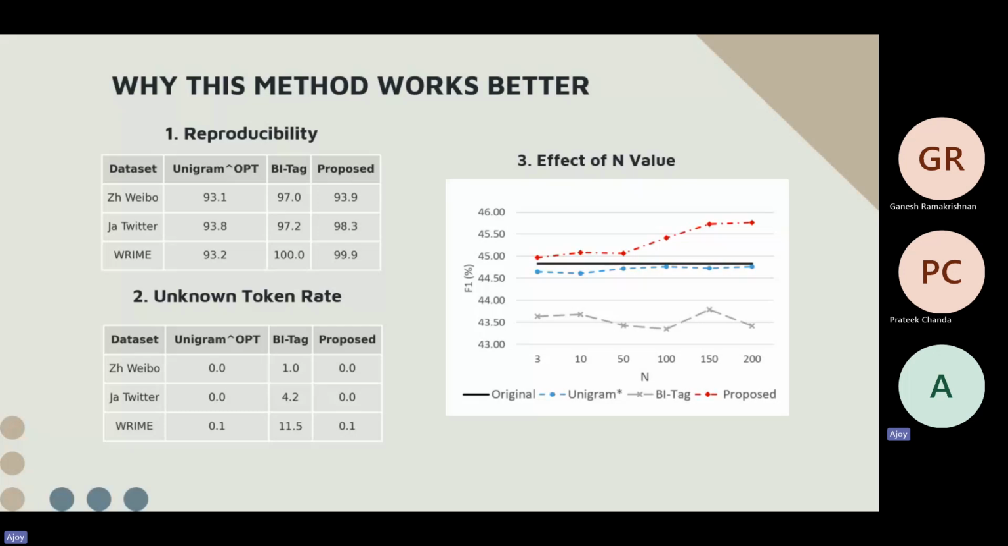If you increase the n, the number of tokenizations, then the score is actually increasing, but at the same time it's computationally expensive also, because we have to do 200 forward passes if we keep n equal to 200.